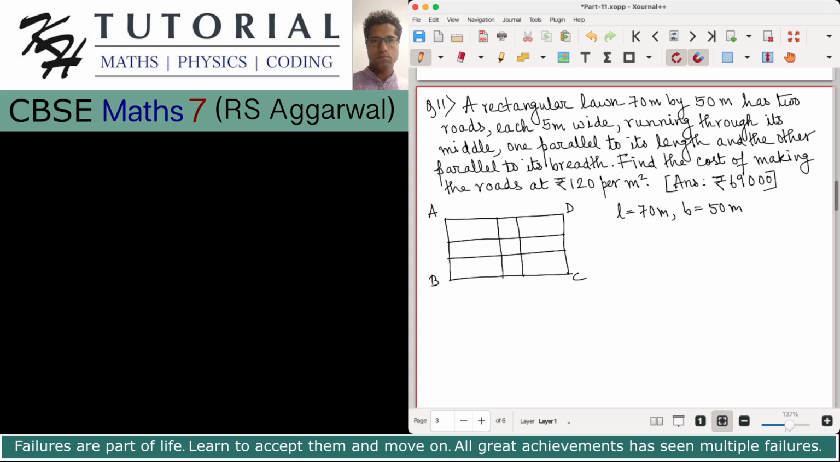Okay, so let's name the corners of the road. So let this be E, F, G, H, and the corners of the other road are I, J, K, L. Now clearly we see that the two roads have a common area, and the common area is the rectangle M, N, O, P. Basically, this is the common area.